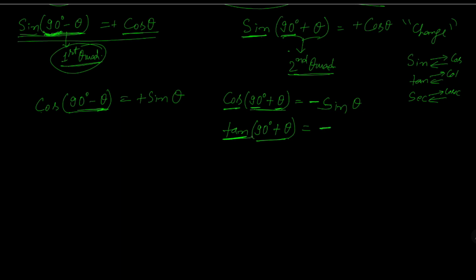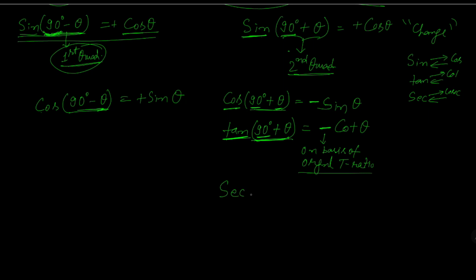Always remember, you have to decide the sign first. You decide the sign on the basis of the original T ratio. No confusion, okay? Sign, positive or negative, will be decided on the basis of the original T ratio, original quadrant. So tan, second quadrant, negative. Odd multiple of 90, so tan will change. It will become cot theta. I hope it is clear.